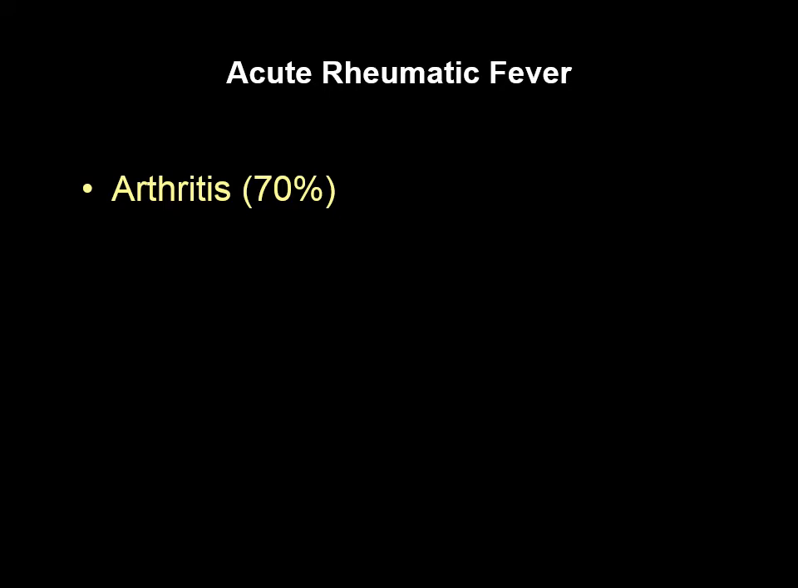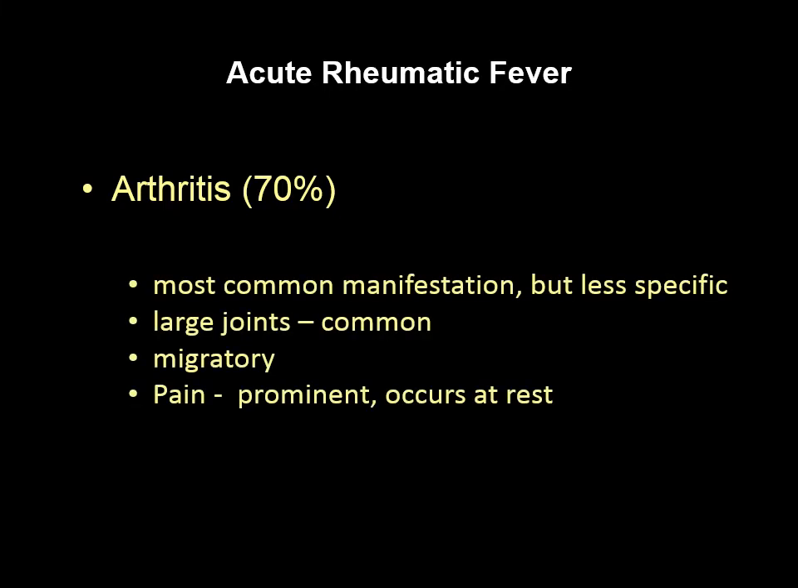Arthritis occurs in about 70% of ARF cases. Although it is the most common manifestation, it is relatively less specific. It primarily affects the large joints, particularly the knees, ankles, wrists, and elbows. It is migratory in character, rarely lasting more than a week in any one joint.